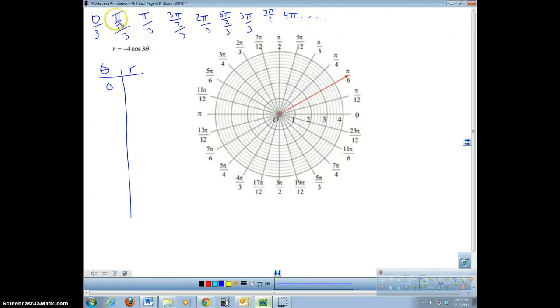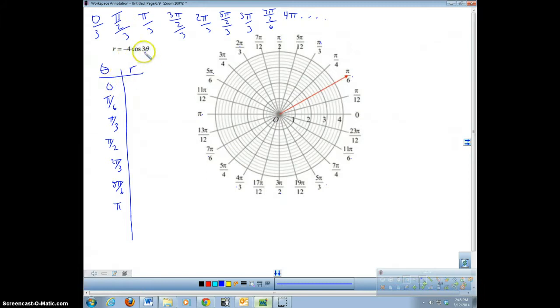So we're going to have 0, pi over 6, pi over 3, and that simplifies to pi over 2, 2 pi over 3, that's 5 pi over 6, and 3 pi over 3 is pi. We can probably keep going if we wanted to, 7 pi over 6. Notice by this point you should see the pattern. We can use 7 pi over 6, 4 pi over 3, 3 pi over 2, and just keep going around the circle. Okay?